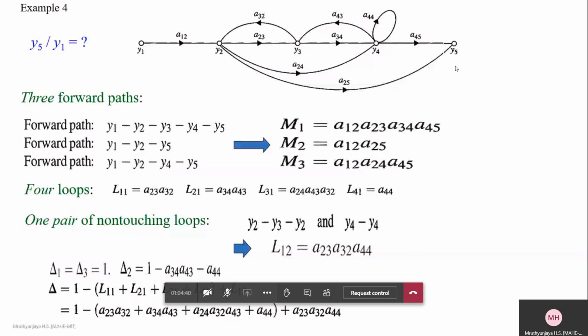Where are the changes to be made? What are the changes to be made? Sir, the number of forward paths will reduce. We will get A12, A23, A34, and we'll get A12, A24. A24 only, correct. Two forward paths. Yeah. And the number of loops will remain the same.